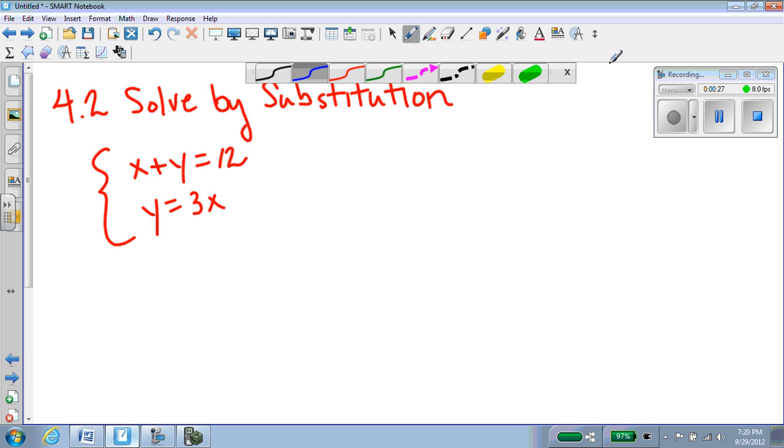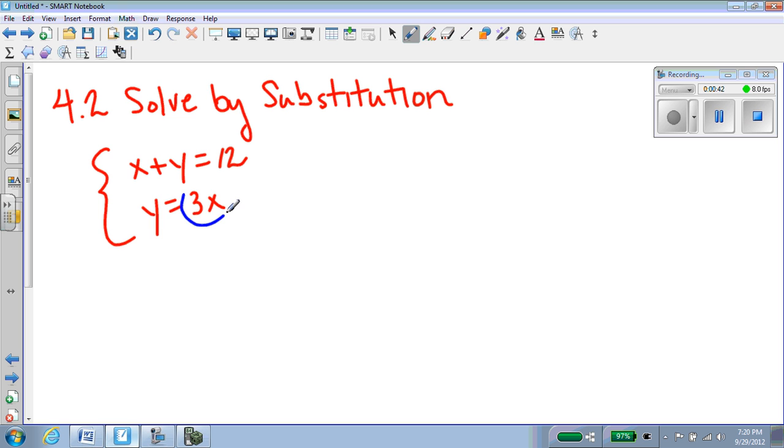What this system is telling us is that y is exactly the same as 3x. So anywhere we see a y, we could substitute 3x. So why wouldn't we substitute 3x for that y? And let's see what happens. x plus 3x equals 12.